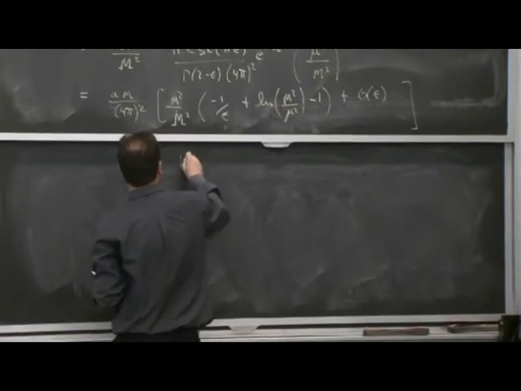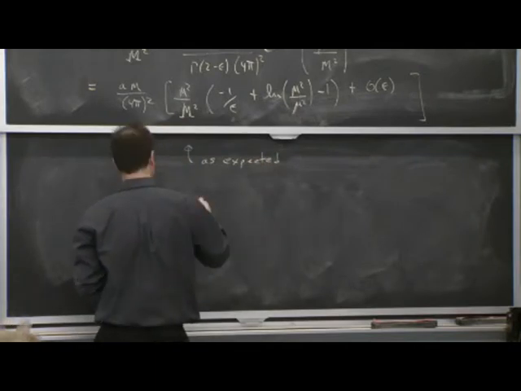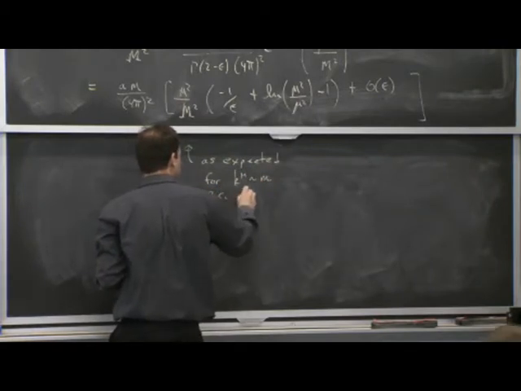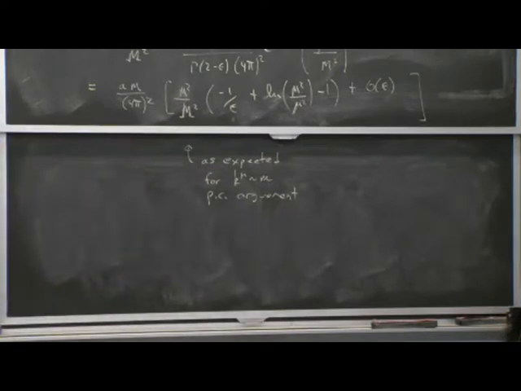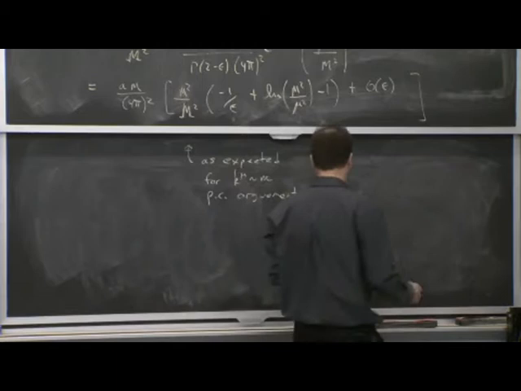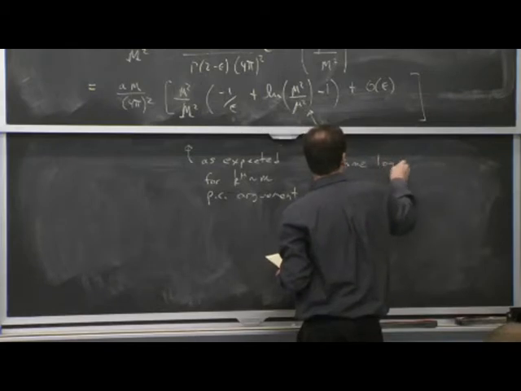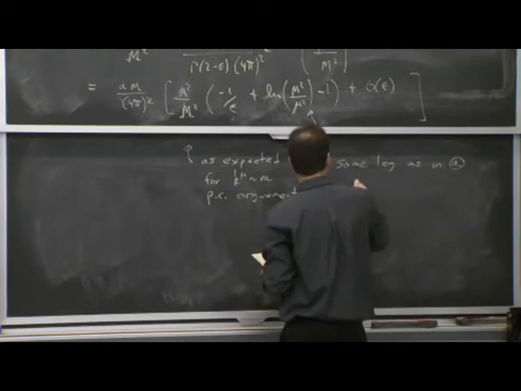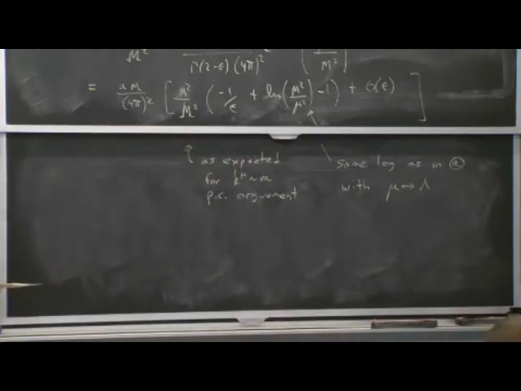OK, so what's happening is, from this result, we are getting something that's the size that we expected from the power counting argument. The regularized result is the right size by power counting. The logarithm here is the same log as in A, with, if you like, a correspondence between mu and lambda. So we're seeing that logarithm there, we're just not seeing this term.